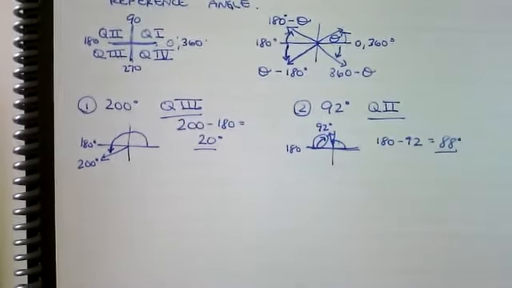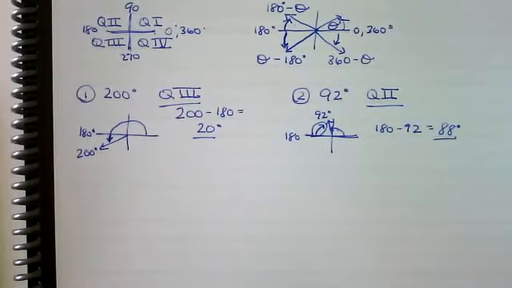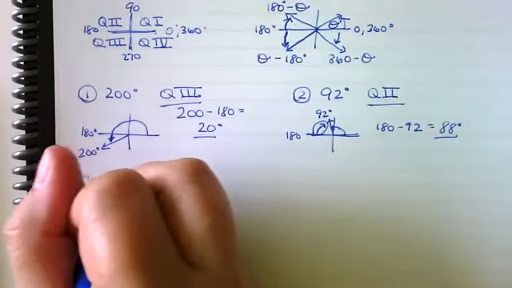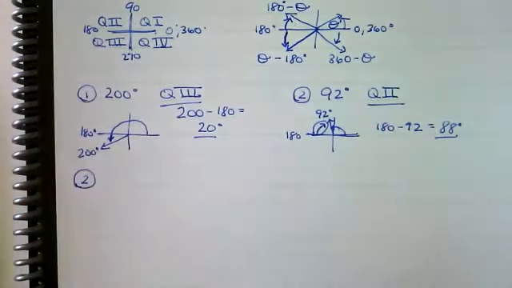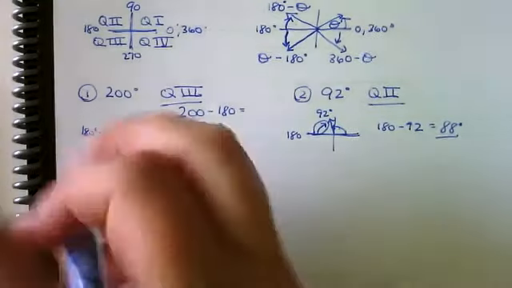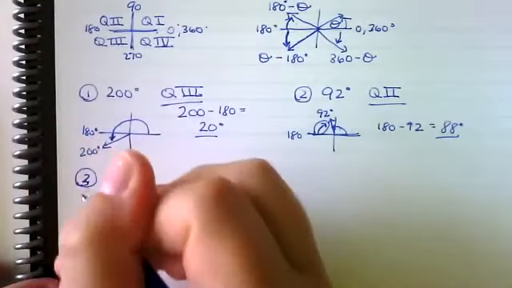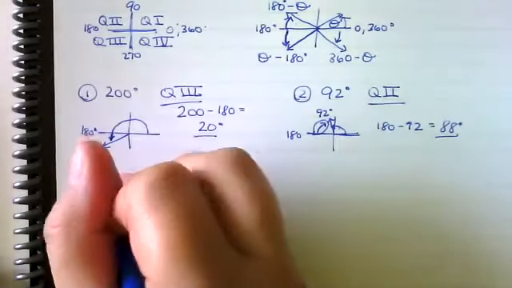Now we're going to do some radians. For number 3, we're doing 5 pi over 3.